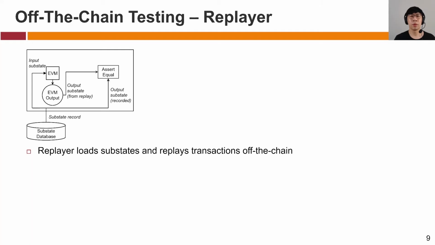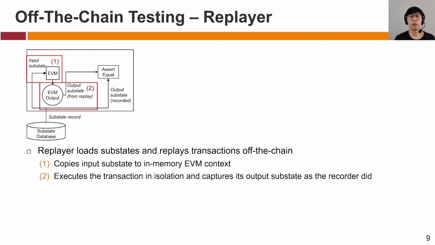Our substate replayer loads a substate and replays the transactions of the chain. First, the replayer copies the input substate from the substate database to an in-memory VM context. Then, the replayer executes the transaction in isolation, traces access indices, and captures its output substate as the recorder did.